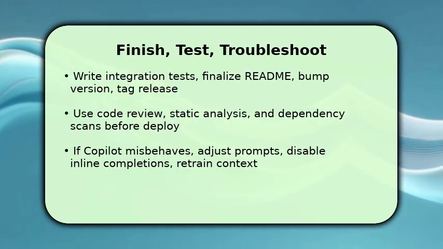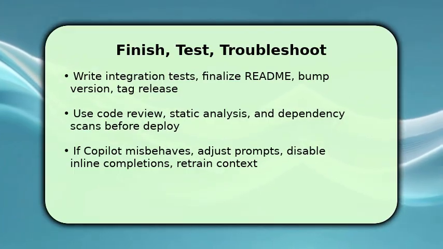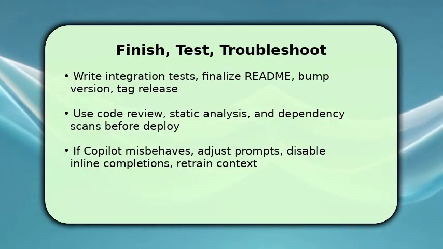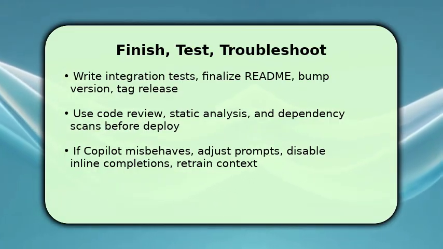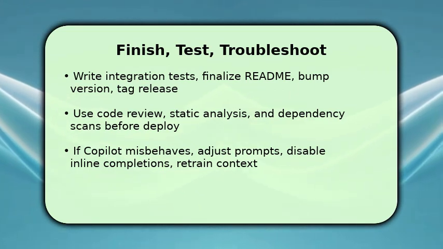Adjust prompts to be explicit, narrow its context, or temporarily disable suggestions while you write critical sections. One key troubleshooting tip: if suggestions go off, clear workspace context and open a focused file so Copilot realigns to your intent.